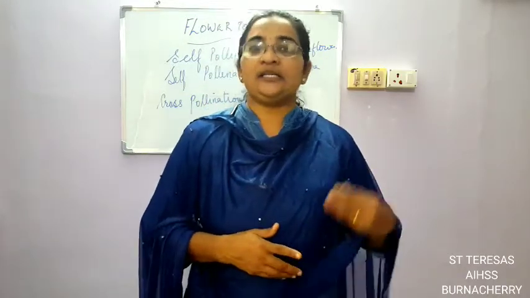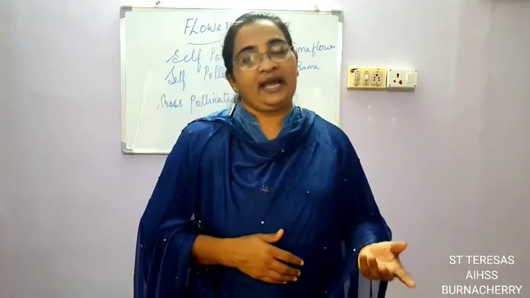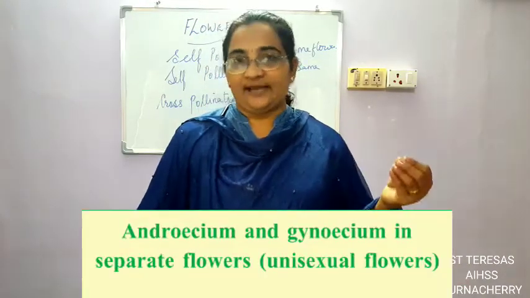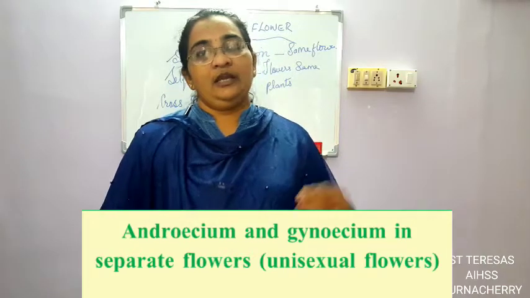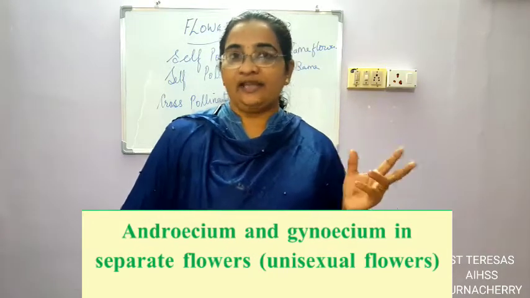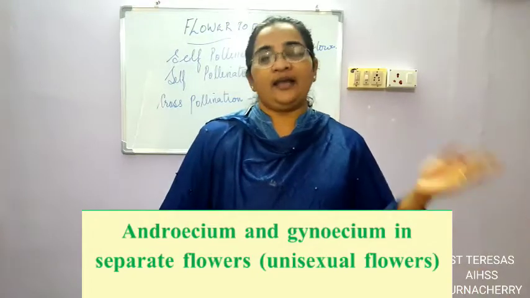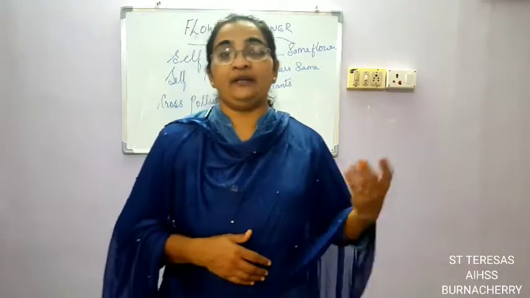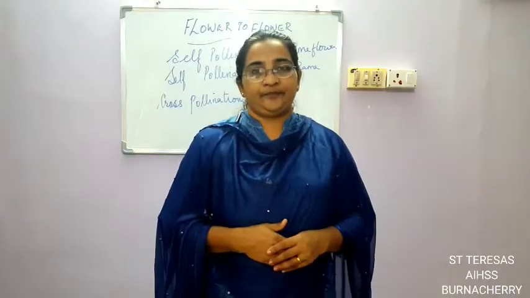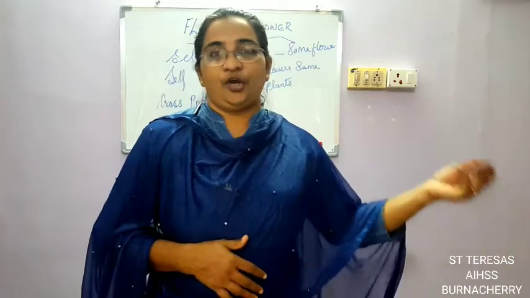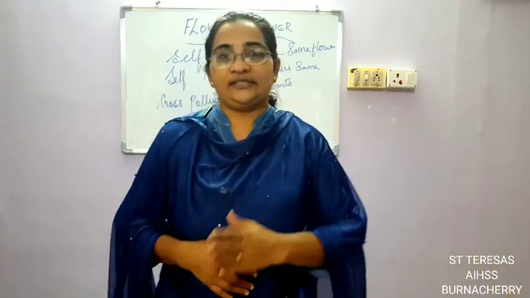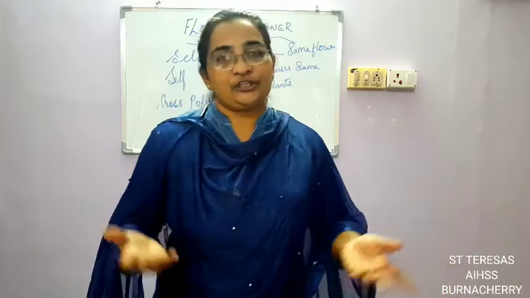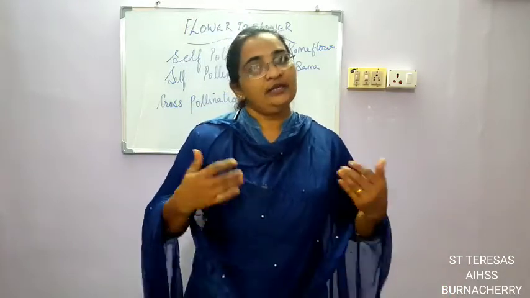The other type, that is self-pollination of the second type, can happen in unisexual flowers. For example, a pumpkin. The pumpkin has got male and female flowers on the same plant. So the self-pollination of the second type can happen in a pumpkin plant. The bee can come and sit on one male flower, and when it goes and sits on the female flower, the pollination happens there. And cross-pollination also happens in unisexual flowers.